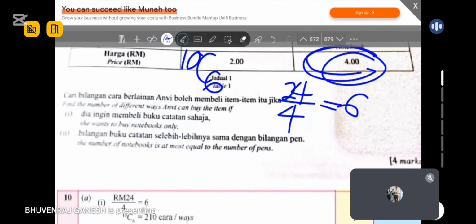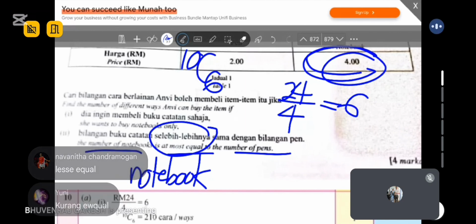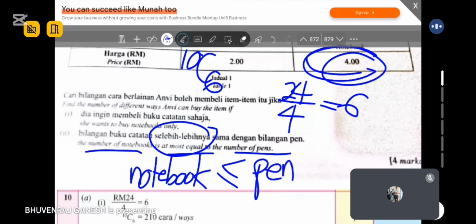They ask you the number of notebook is at most equal to the number of pen. Okay, so notebook. At most, guys, revise. What is the symbol? Selebih-lebihnya. Apa simbol dia? Tadi banyak orang salah. At most. What is your inequality symbol? Simbol ketaksamaan. Yes, less than or equal to 10. So this is your expression now.